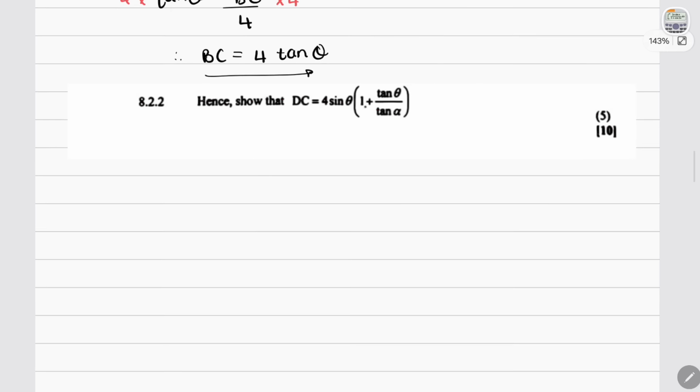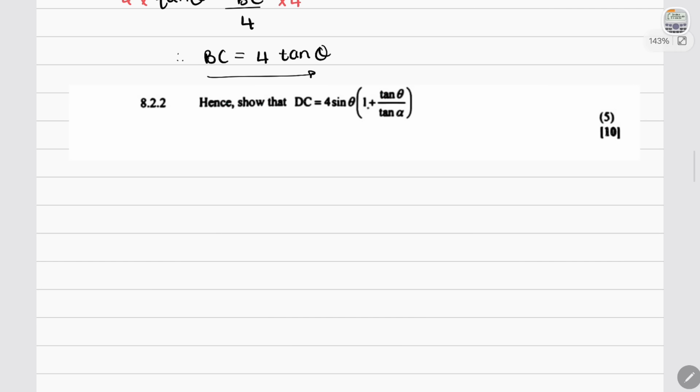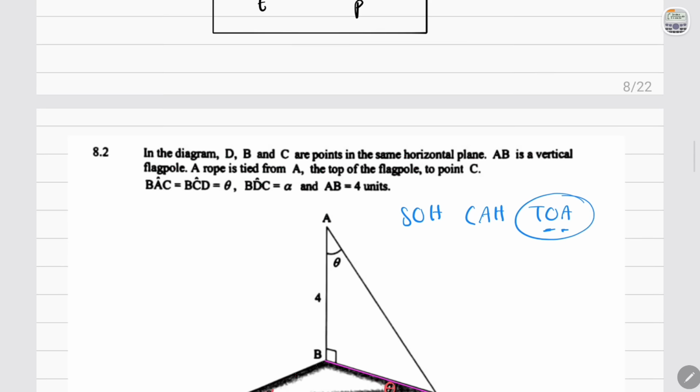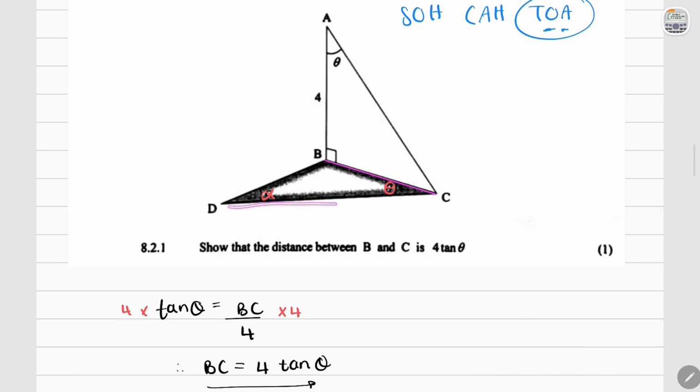Okay, last question, 8.2.2 says, hence show that DC equals all of this. Okay, I try not to get distracted by the way that looks. I mean, I will look at it from time to time just to see if we are following the right steps. But essentially, they're asking you to find DC. So we're going to focus on DC. Let's look at DC. Okay, you see the triangle it's part of? This triangle, the non-right angle triangle.